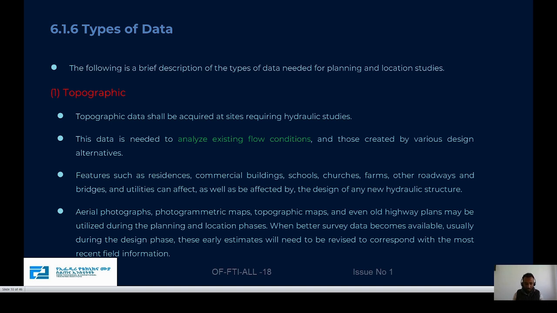Area topographic maps, photogrammetric maps, topographic maps, even old highway planning maps may be utilized during the planning and location surveys. When there is better survey data, the design phase can be estimated adequately and drainage systems will be provided.